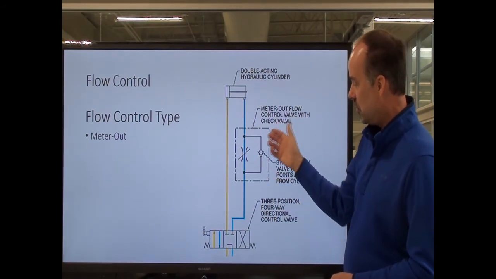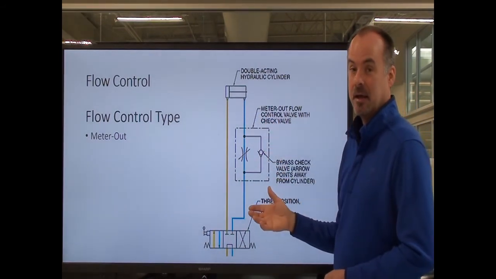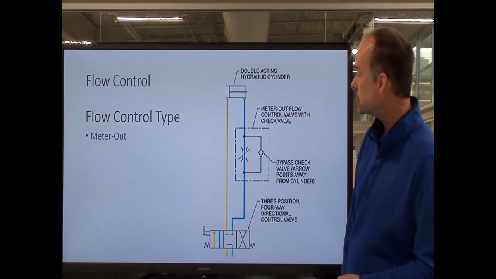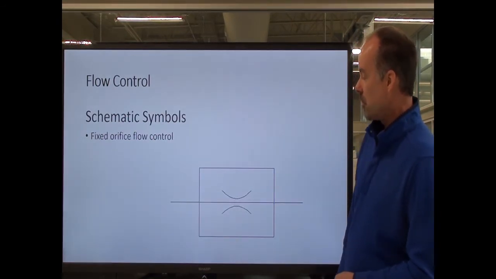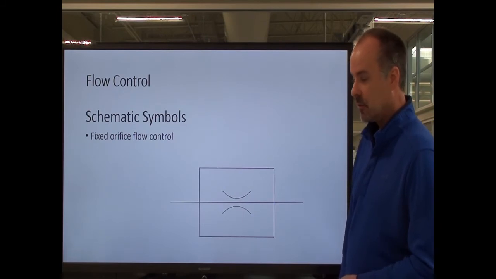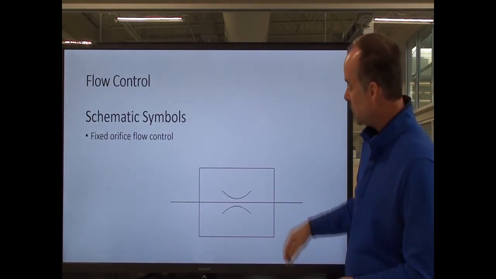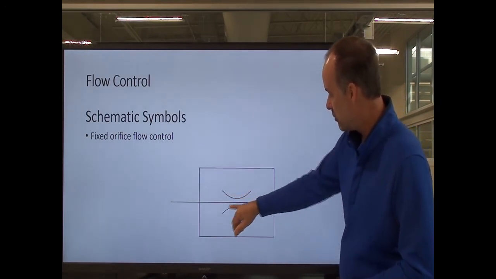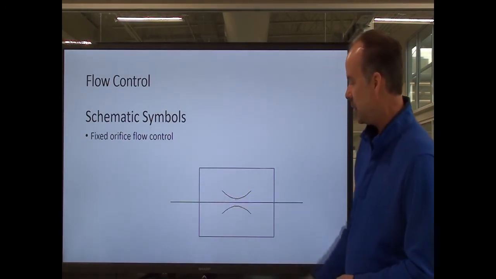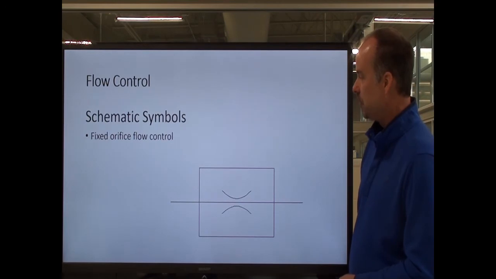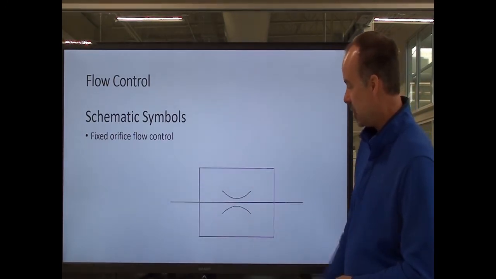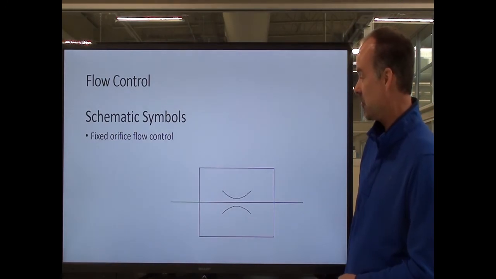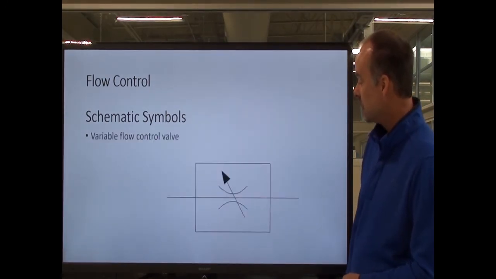You can use them meter in, meter out in different applications, but that's typically how they're used. Schematic symbols for your fixed orifice, for your flow control. This is a fixed orifice flow control. You can see the symbol here just shows it's a restricted area as the flow goes through. And there's no adjustment here. Everything just shows that orifice restricts the flow a set amount.